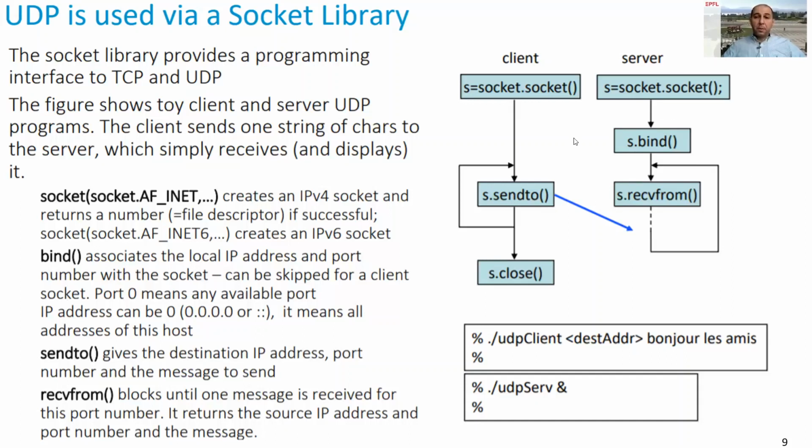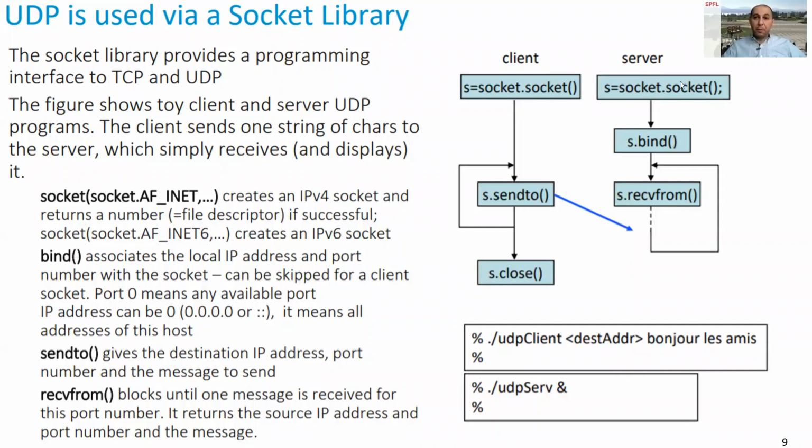And when you are bound to the local IP address and local port number, you can start listening to receive incoming requests. This is done by recvfrom. recvfrom is a blocking function. What does this mean? It blocks until it receives something. By default, it's blocking, but we can change that using some socket options. But by default, recvfrom is a blocking function.